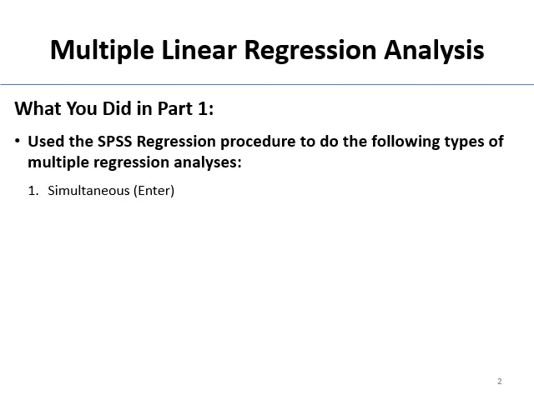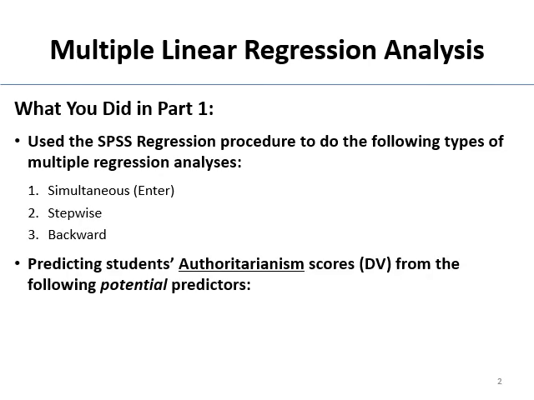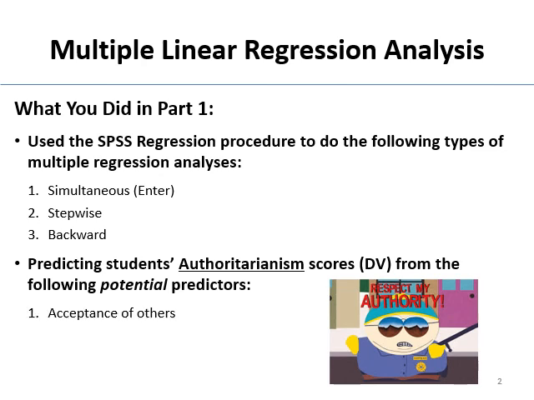So what you did in part one, you used SPSS regression to do the following types of multiple regression analyses: a simultaneous, otherwise known as enter, stepwise, and a backward model. You predicted students' authoritarianism scores, that was your DV, from the following potential predictors: acceptance of others, religiosity, homophobia, and sex. So four predictors.